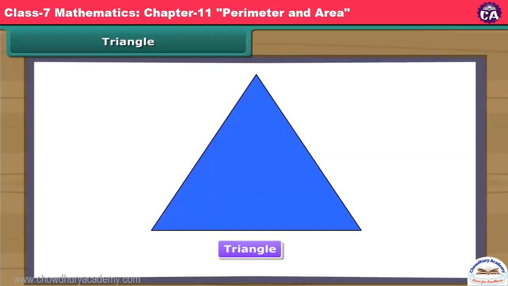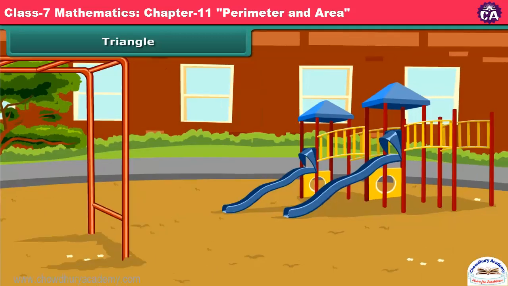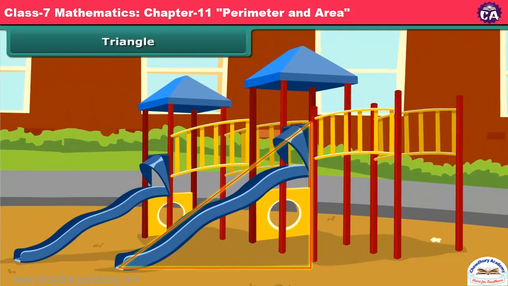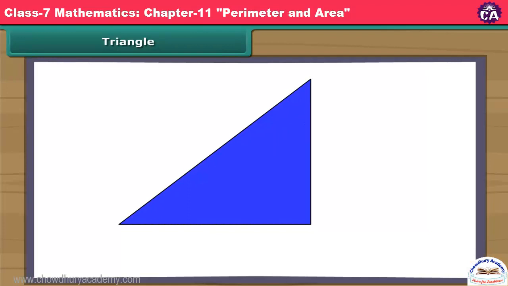Triangle. What is a triangle? A triangle is a three-sided closed figure. Have you noticed the slider in the park? It is in the shape of a triangle. So can we find the area of a triangle? Yes, we can find the area of a triangle by using the formula for area of triangle. For this, we require the measures of base and the height of triangle. Area of a triangle is half the product of its height and base.